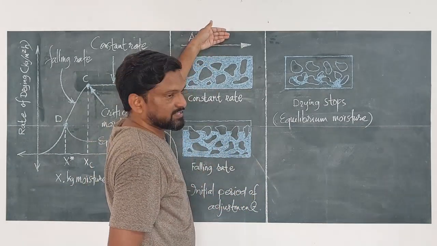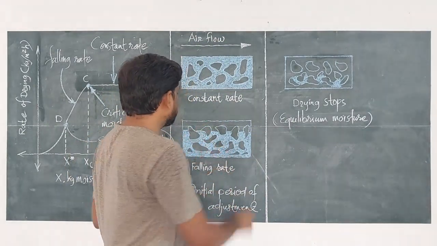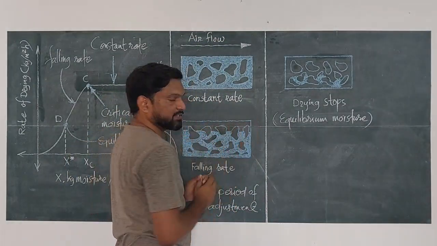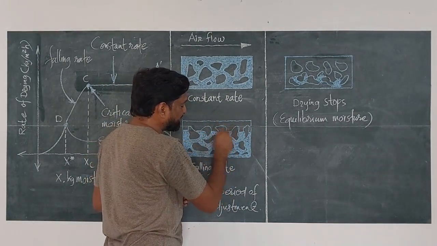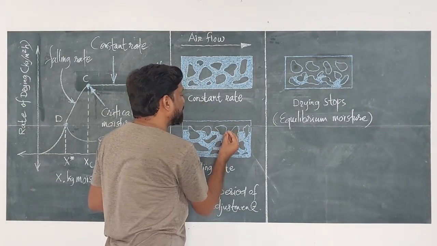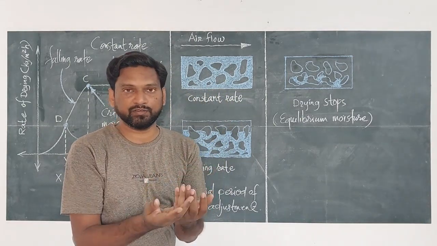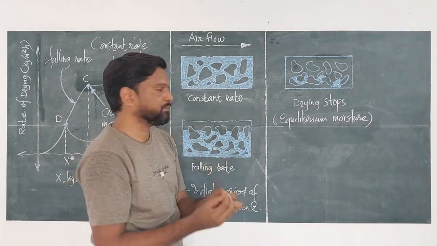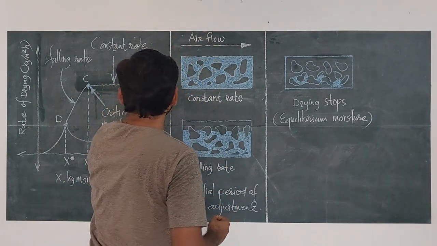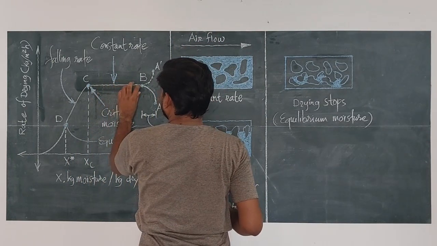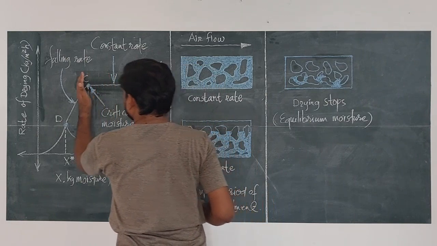Here only one resistance exists, that is the air film resistance. Here two resistances exist, the air film resistance and the vapor film resistance. The vapors generated deep inside the capillaries and interstices have to travel to the interface first and from the interface to the bulk of the drying air. That's why the rate is decreasing. Therefore, this film evaporation or film moisture loss is represented by the part BC of the drying curve, which is the constant rate period.